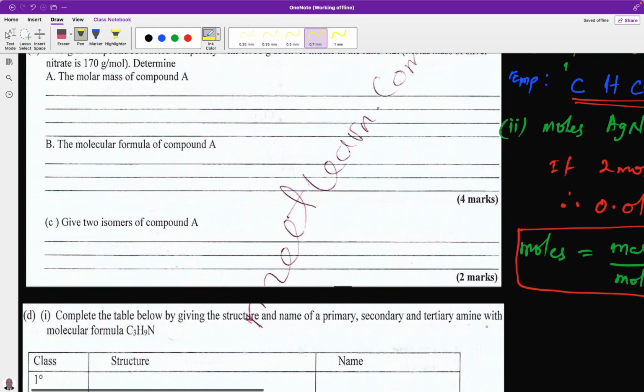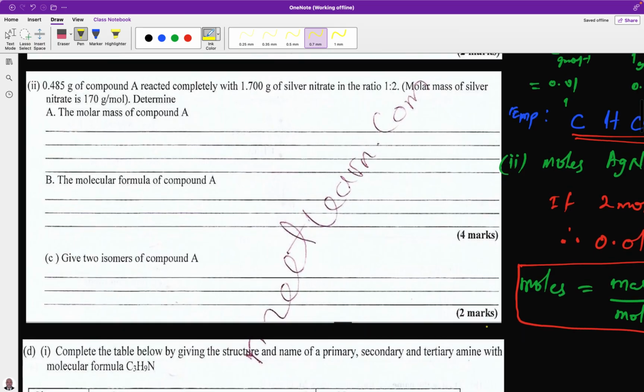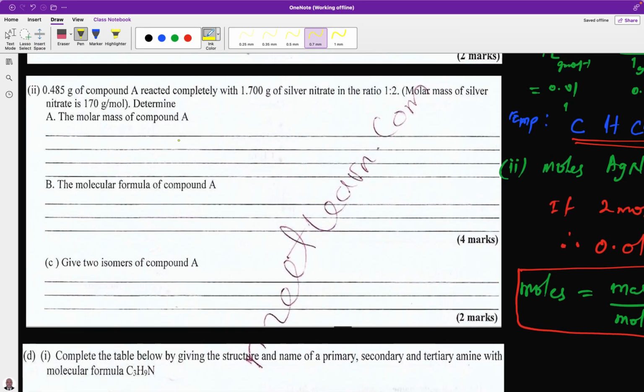So we can say the molar mass of A is 97. The molar mass of A is 97.